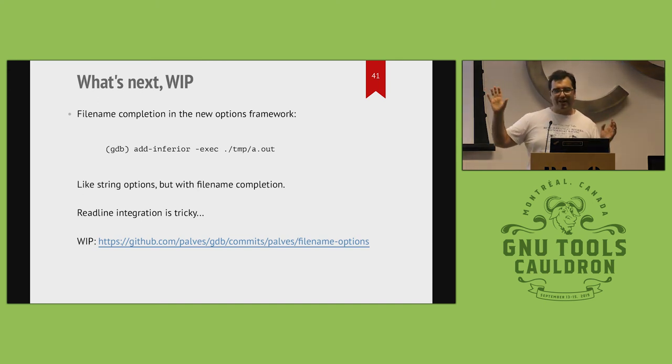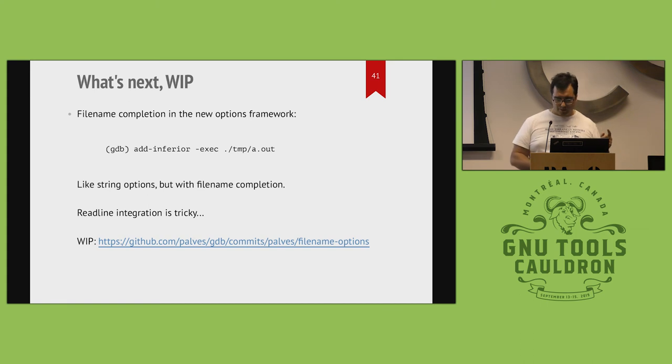We almost were there. We already support string options. Andrew added that recently. And so file name options are quite similar, except tab completion is going to be completely different, because you cannot tab complete a string. Just a random set of characters, but file names, you want to complete them. And integrating that into readline, wow.